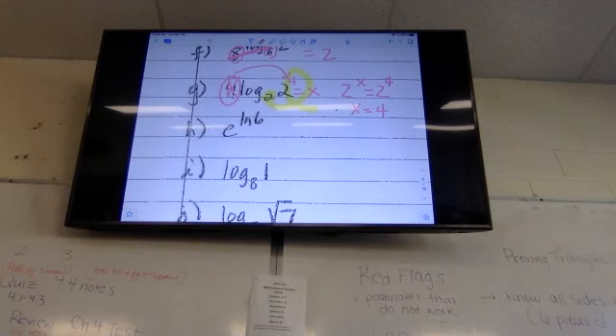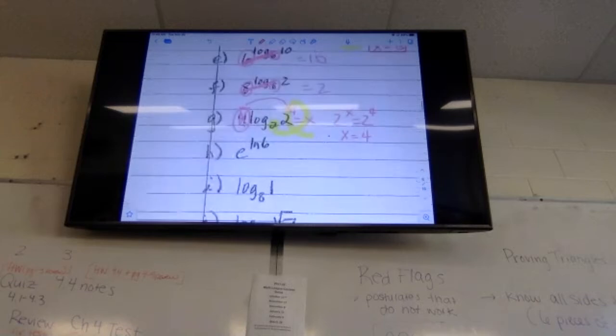Let's do number H and then we can go to lunch, okay? Number H says e raised to the ln of 6. This is a lot like letters E and F, where it was 6 raised to log base 6, 8 raised to log base 8. E raised to ln is the same thing as e raised to log base e. So that cancels out, and I'm just left with 6.